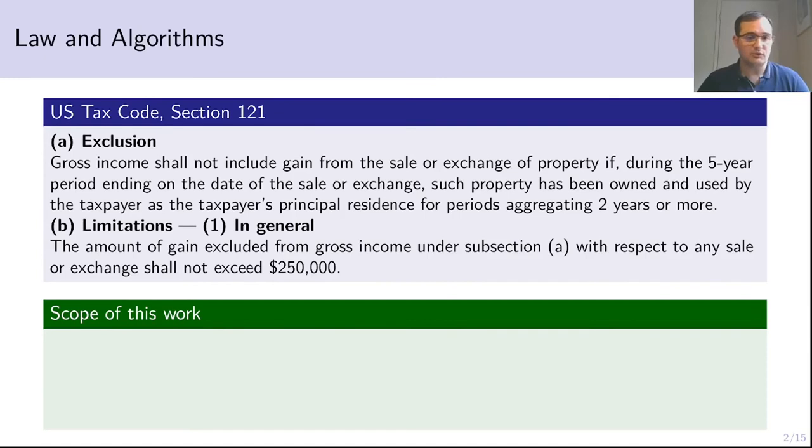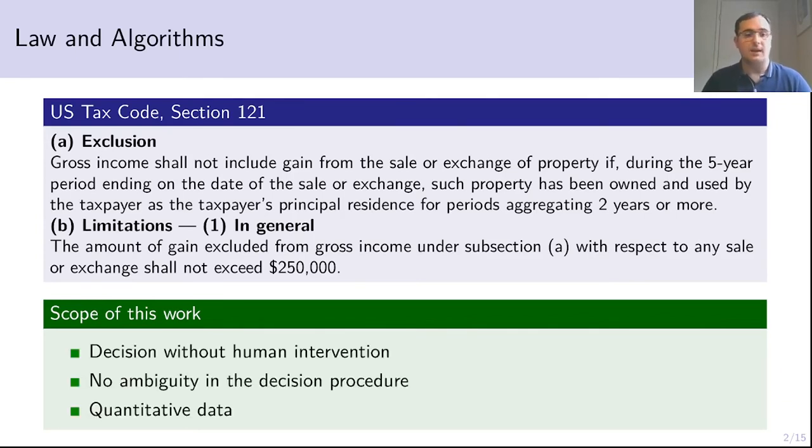This example showcases what we're going to try and formalize, which are decision procedures that are specified by legislative texts. Those procedures should run completely without any human intervention. We're not going to try and formalize what the judge would do. There shall be no ambiguity, which is a hard criterion since law is all about ambiguities, but we'll find a way. And the decision procedure should talk about quantitative data, which we can observe and make computations on.